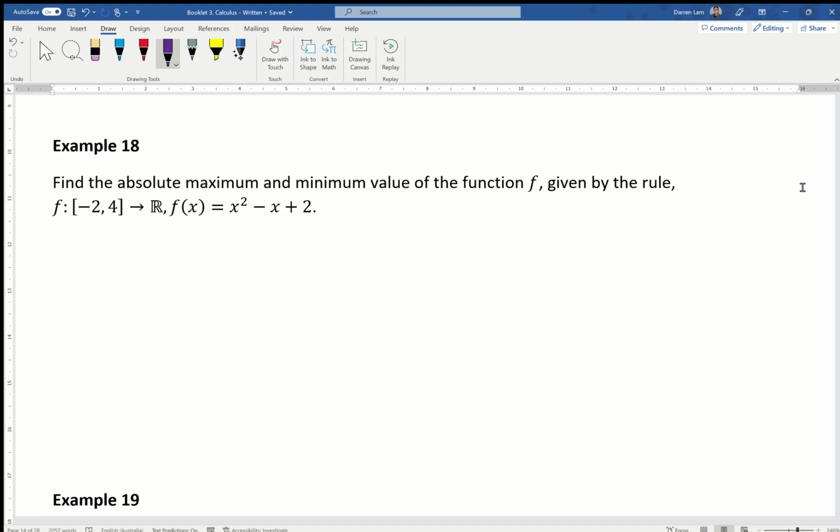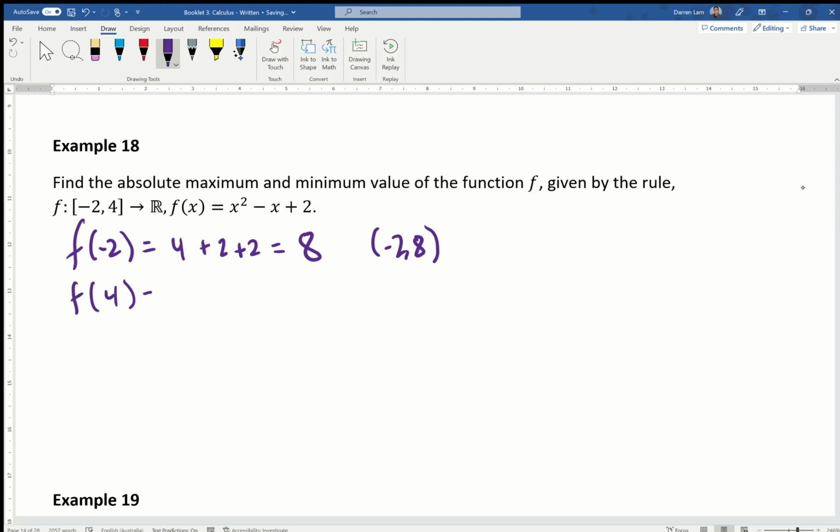So first thing I'm going to do is substitute -2 into our function. So f of -2 gives me, and I'm going to skip a couple of steps, 4 plus 2 plus 2, which is 8. So I know that -2, 8 is a coordinate. I'm going to substitute the other end of my restriction, so f of 4 gives us 16 minus 4 plus 2, which gives us 14.